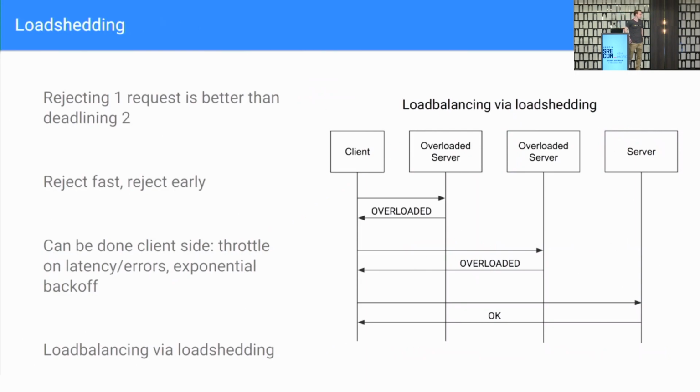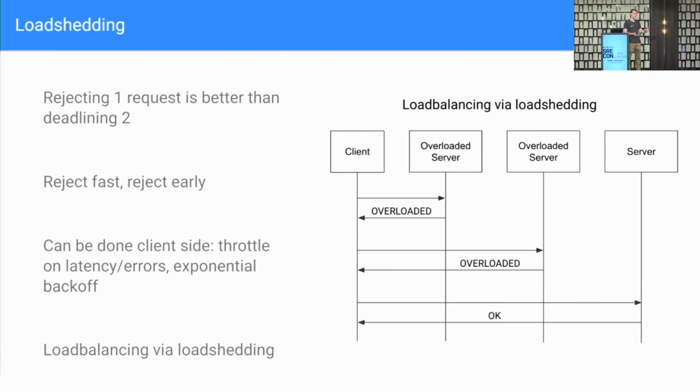So load shedding, this is one strategy for handling overload more effectively. Load shedding is when we intentionally return errors when we are overloaded. And we do this because rejecting one request and successfully serving another one is better than trying to serve both requests at once and then timing out, deadlining them, and both of them end up being errors anyway. So to be successful at load shedding, we need to be rejecting fast and we need to be rejecting early.